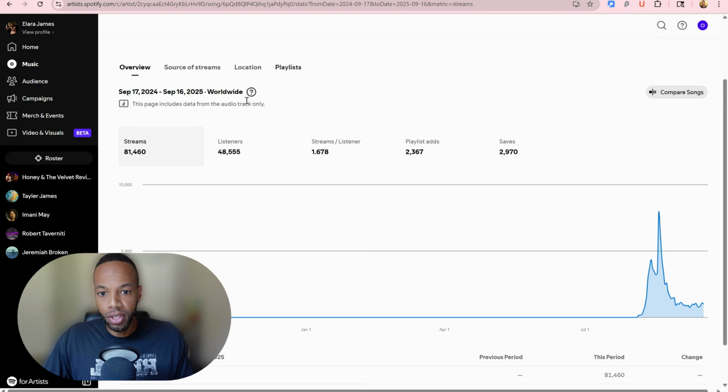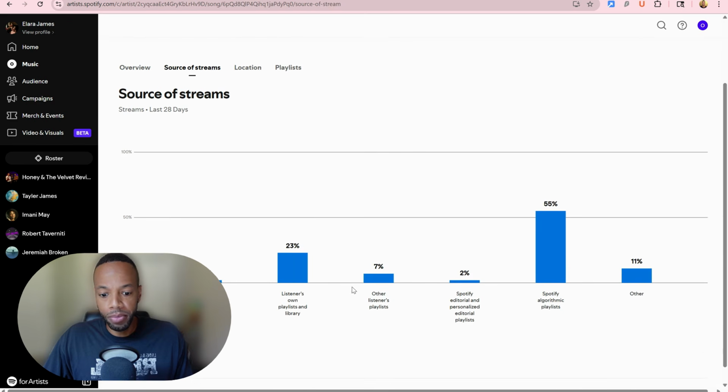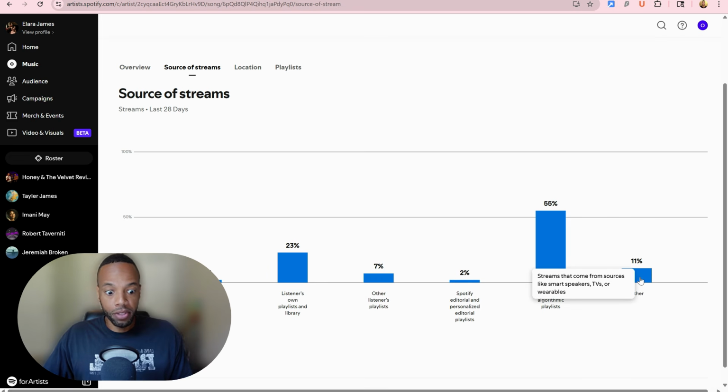So if we go to the source of streams here, if Spotify sees that people are playing your song all the way through on other listeners' playlists, and then some people are saving that song, and it starts to move into these other categories, like where they're playing it from smart speakers and TVs and wearables, and then they're playing it in their own playlist. After they save the song, they play it in their own playlist, and then they play it on your profile and catalog. That's all great signals to Spotify that this song is a good song. We should feed this to more people to help people stay on our platform longer.